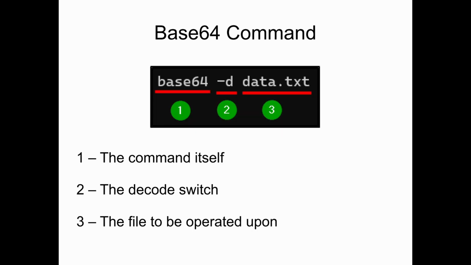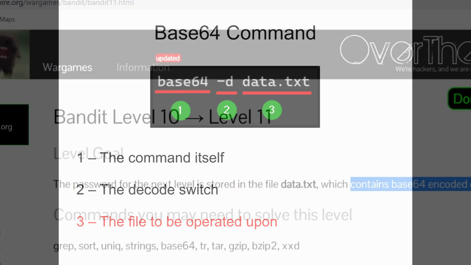The syntax of the Base64 command we'll be using is the following. Base64 is the name of the command itself. The -D switch enables the decode function of the command. And the last part of the command is the name of the file containing the Base64 encoded string.